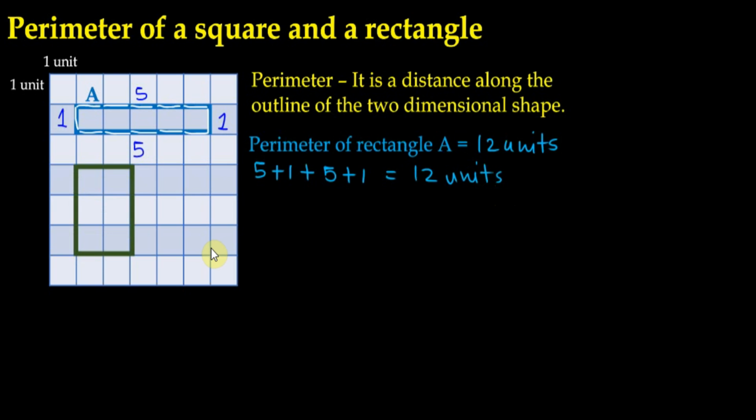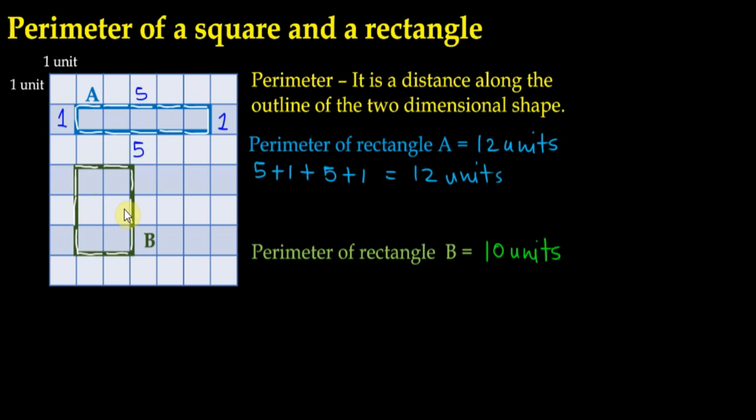Now let's take rectangle B and let's find out what is the perimeter of rectangle B. So how about you pause the video and count how many units are along the outline of rectangle B. So we have 1, 2, 3, 4, 5, 6, 7, 8, 9, 10 units that makes the outline of rectangle B. Therefore, perimeter of rectangle B is 10 units.